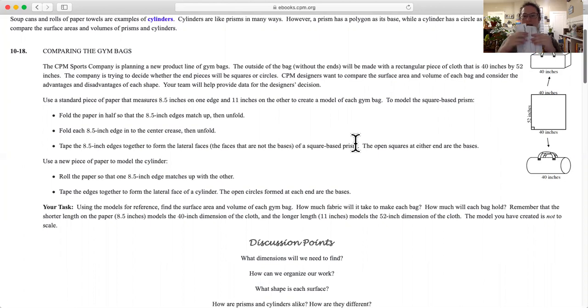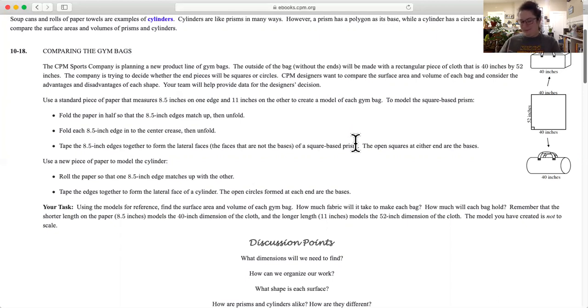Do the best that you can. It might not be exact, but you'll have 2 pieces that are in the middle like that. And then unfold, and then you're going to tape the edges together so it makes a prism like this. Remember that a prism is really just any 3D shape that has a base of a polygon.